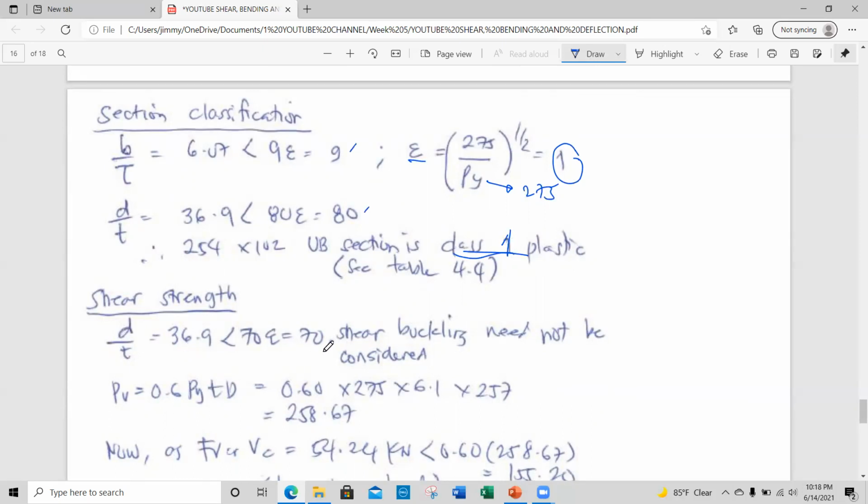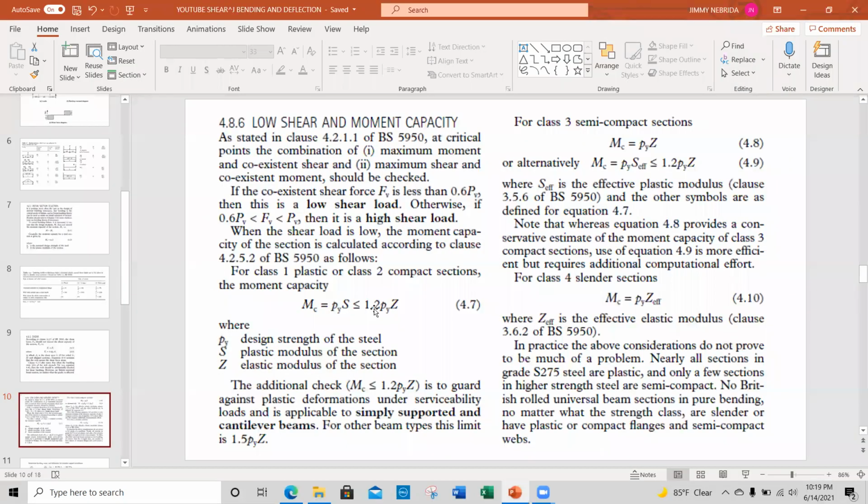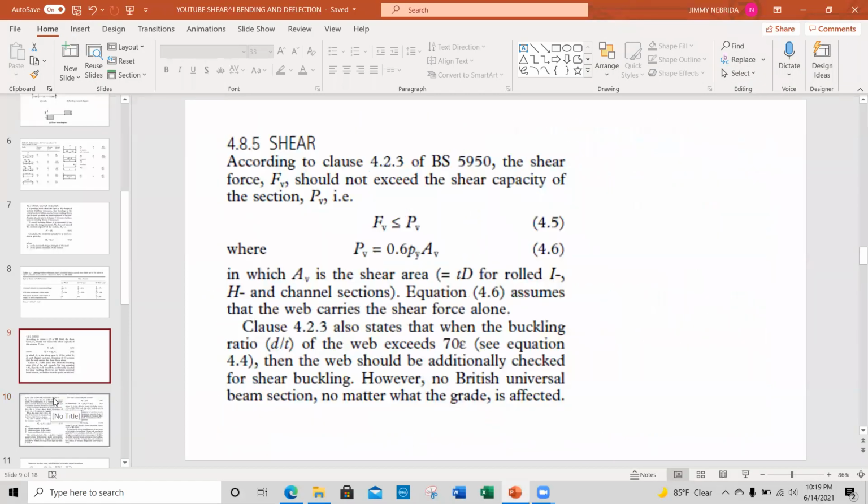Now, we are checking also for shear strength. When D over T is less than 70 epsilon, the shear buckling need not be considered. This is coming from here. When it exceeds, then we have to check the buckling.